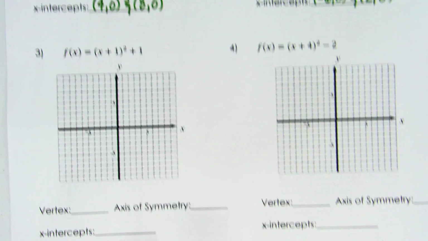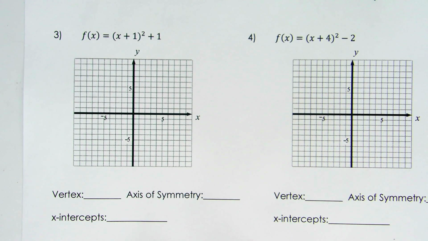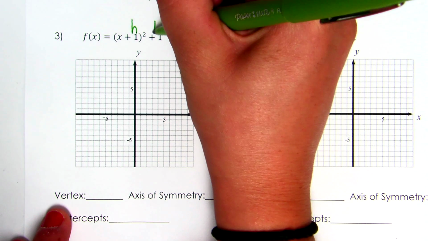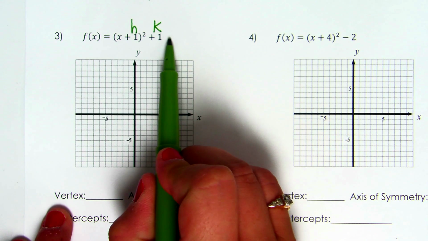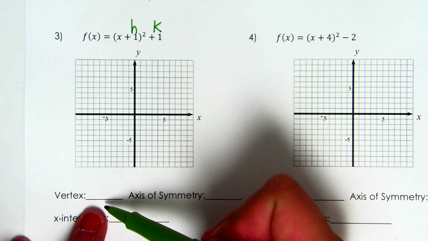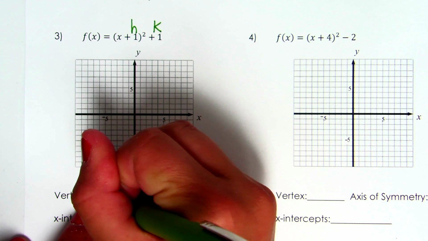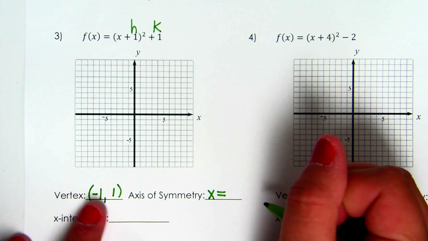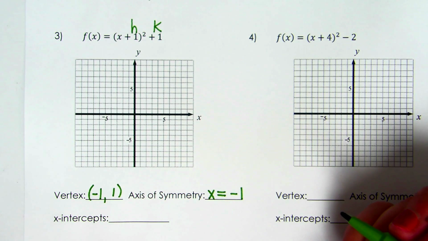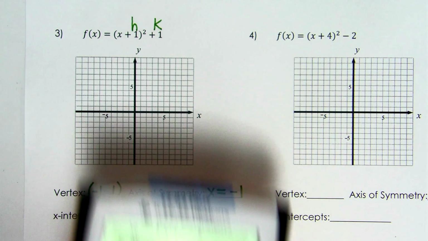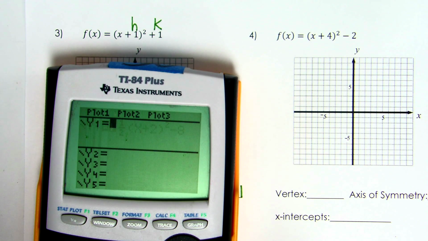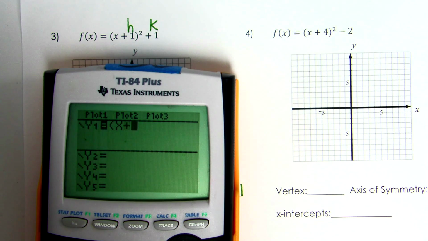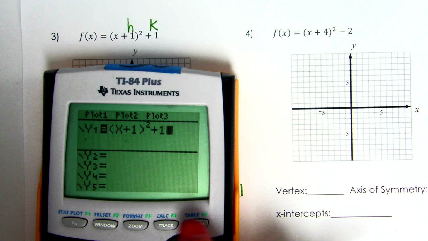All right, number 3. I need a vertex, (h, k), opposite sign, keep the sign. So, vertex, I'm going to have (-1, 1). And my axis of symmetry is x equals the same x as the vertex, -1. Then put it in the calculator. Y equals, I'm going to do (x plus 1) squared plus 1.